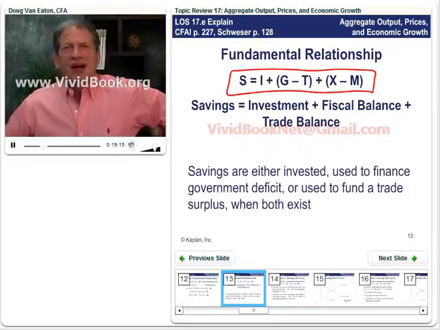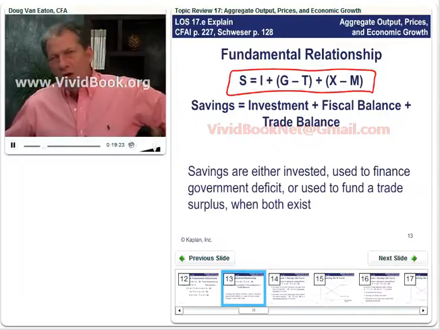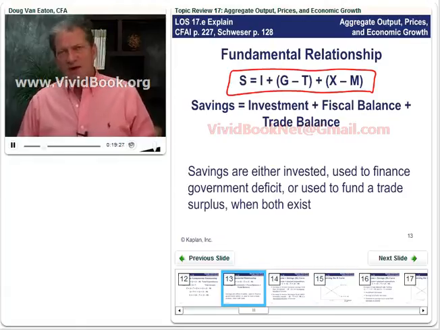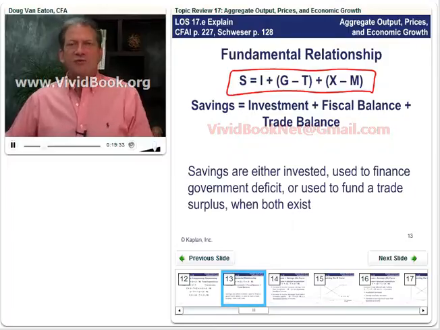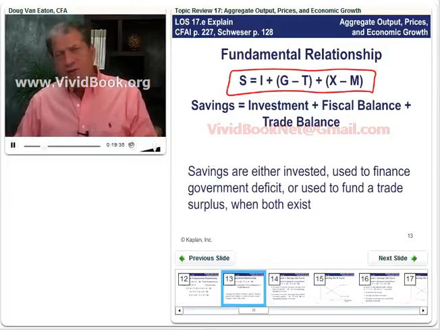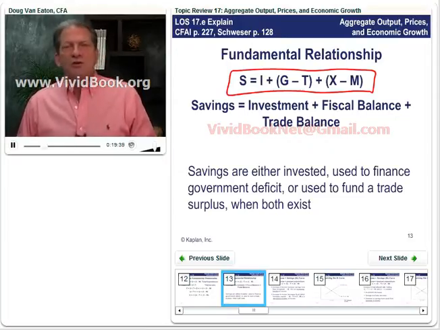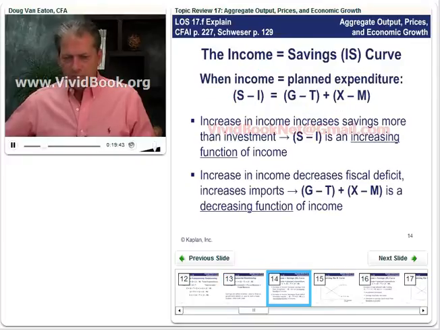So this slide basically says what I just said. They're either invested, used to finance government deficit, or used to fund a trade surplus. Now, of course, G minus T could be negative, X minus M. If we have more imports than we have exports, we have a trade deficit, that could be negative as well. But I just word it this way to give you a little intuition and hopefully make this easier to remember.